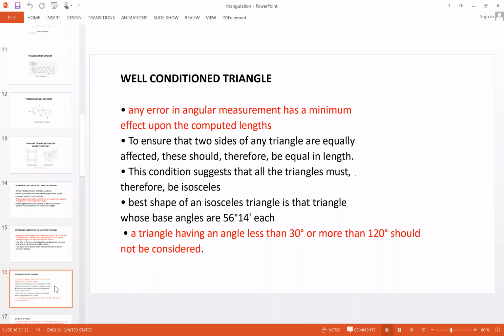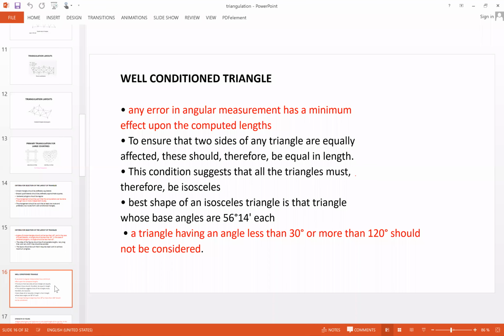To ensure that two sides of a triangle are equally affected, these should be equal in length. Okay? The concept is that if there is an error, that error is uniformly divided between all the sides of a triangle, right? So the error will be minimum in that case. Since we want to divide the error equally, it is preferred that the two sides should be equal. So it means that the triangles should be isosceles.